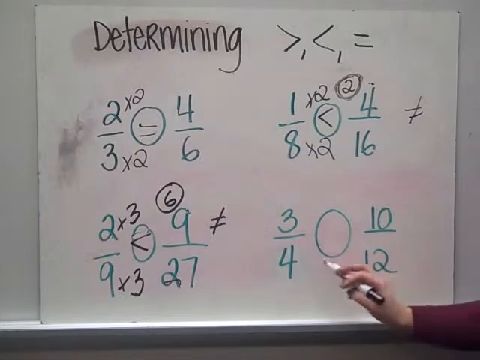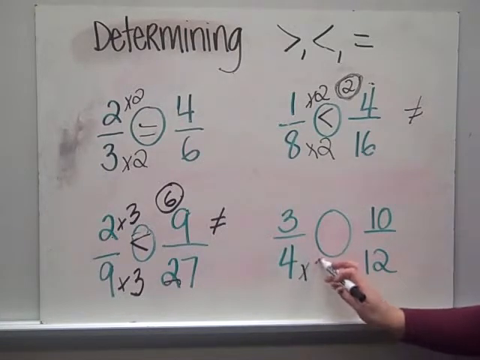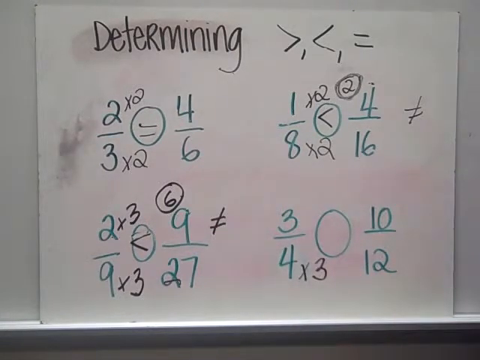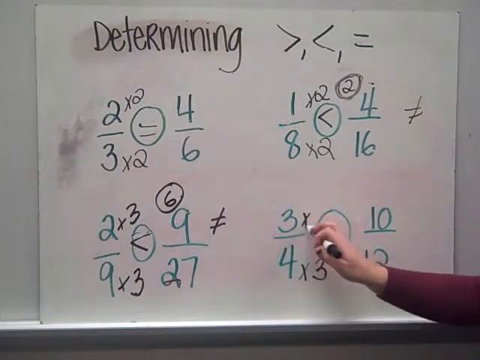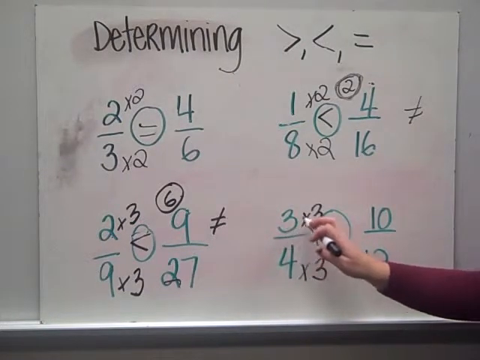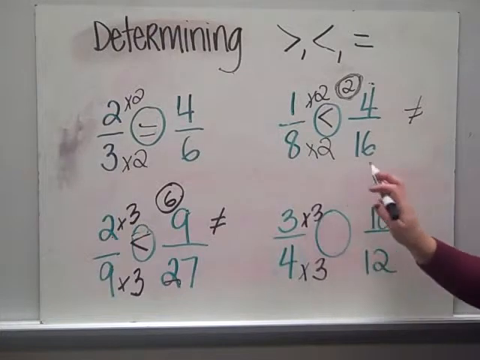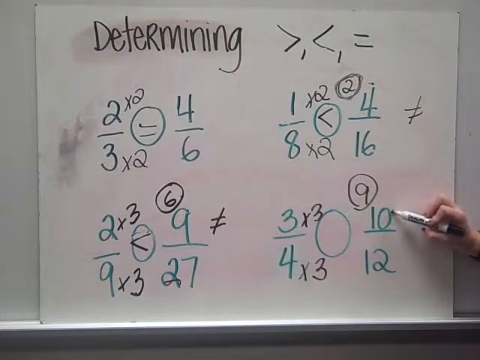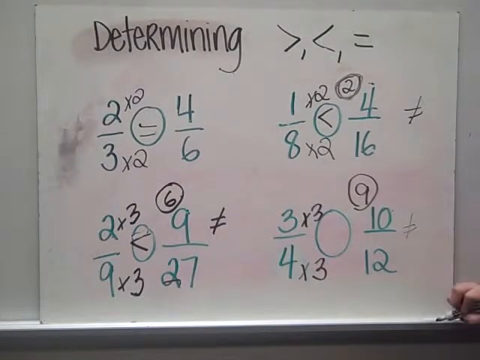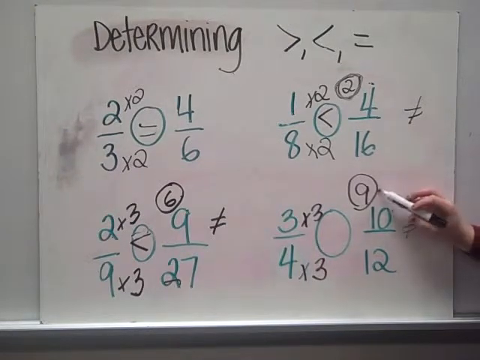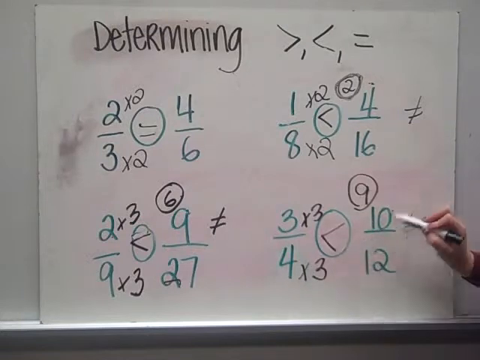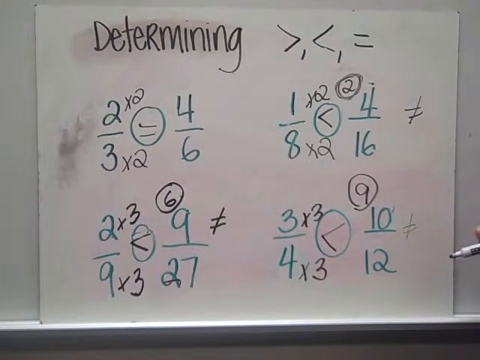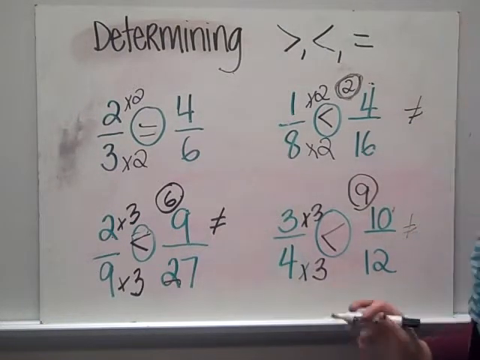Last one, 4 times 3 is equal to 12, so I must multiply the top by 3. 3 times 3 is 9. Okay? Because this is not 9, these are not equal, but this is greater than the 9, so this fraction must be larger. Okay, you could also use pictures as always to help you.